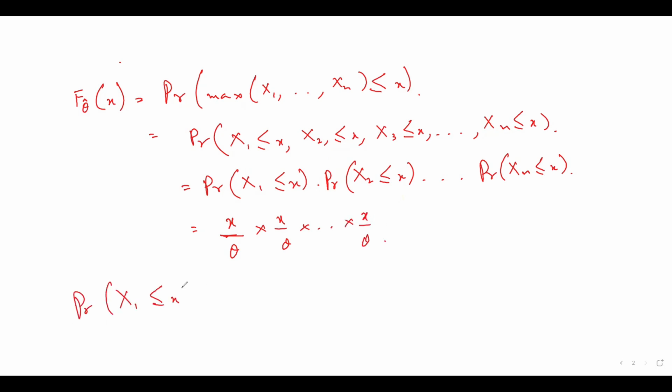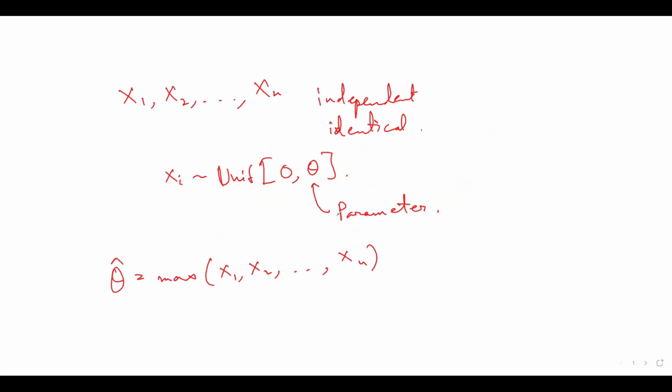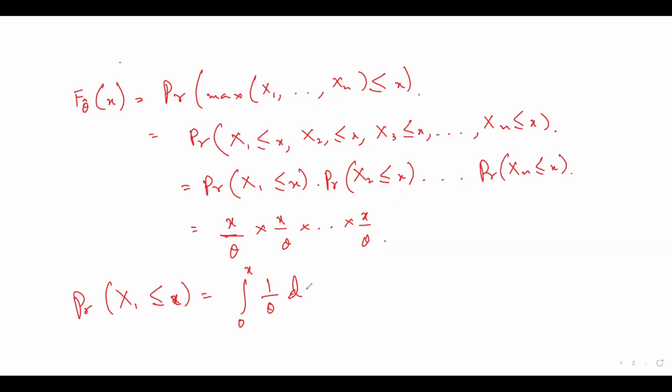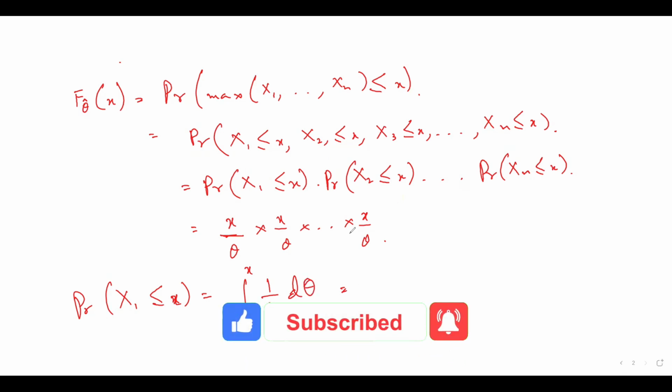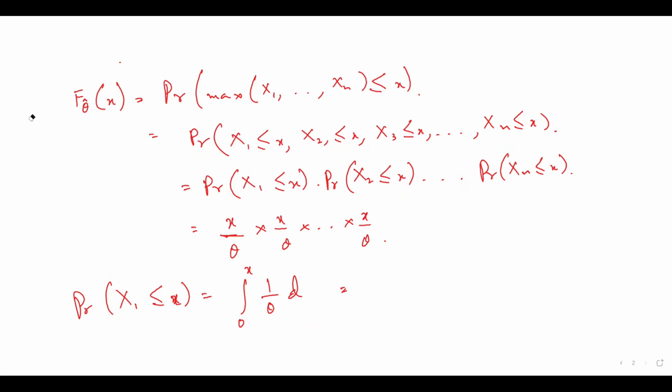Let's calculate the probability of a single one of them. So x1 less than or equal to x, so from 0 up to x, 1 by theta is the density function of the uniform distribution, integrated dx. So from this, you will be able to get x by theta. So now this is x by theta to the power n.